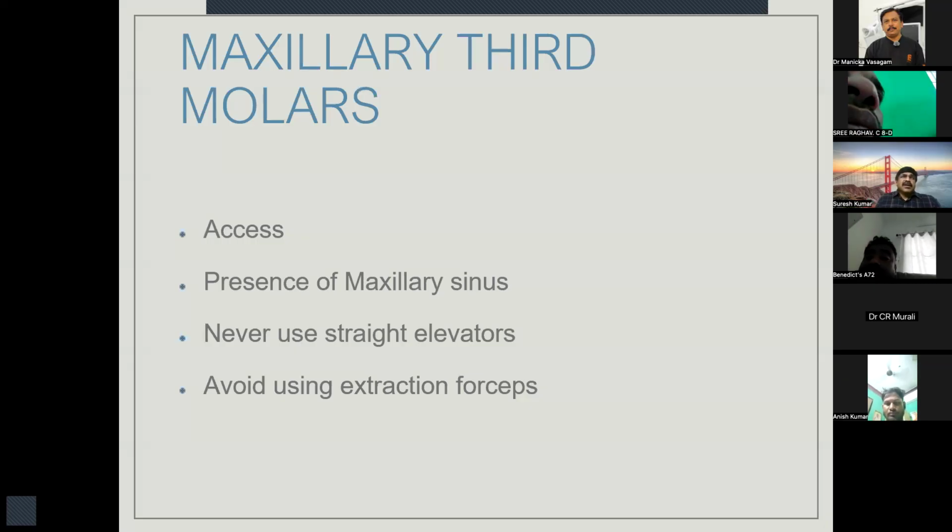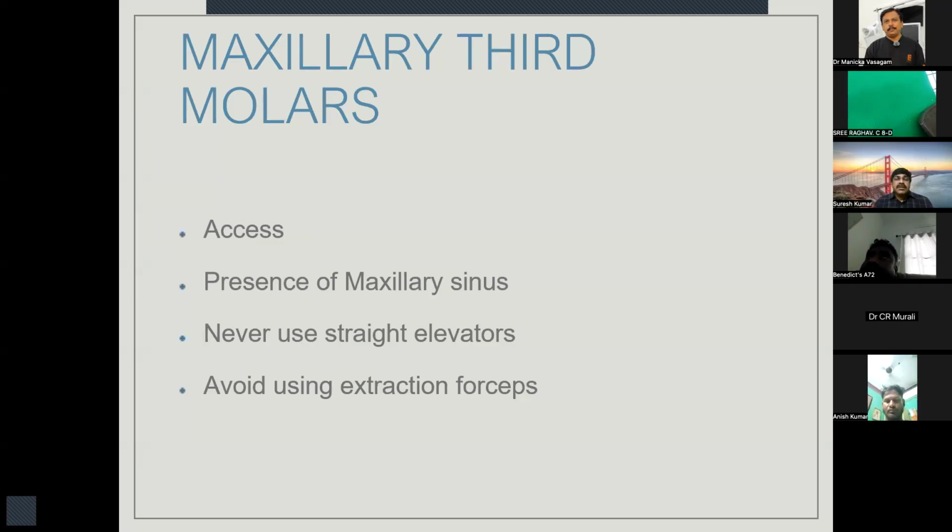So I think that completes lower third molars. I just want to brief a little bit about upper third molars. Five minutes, very few slides. We will just see how it is different from the lower third molars.